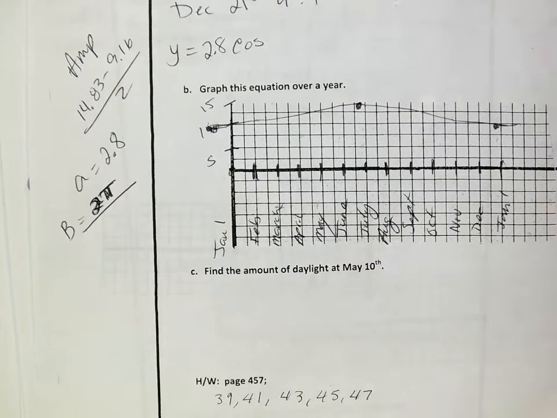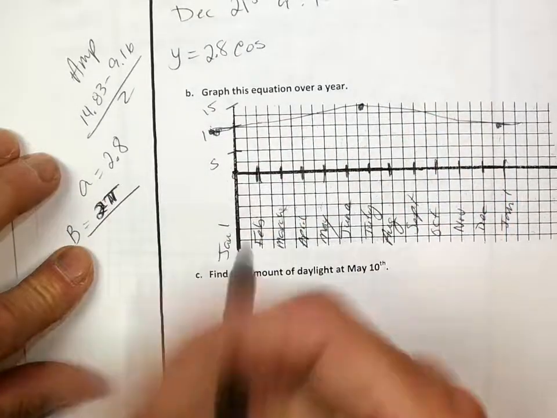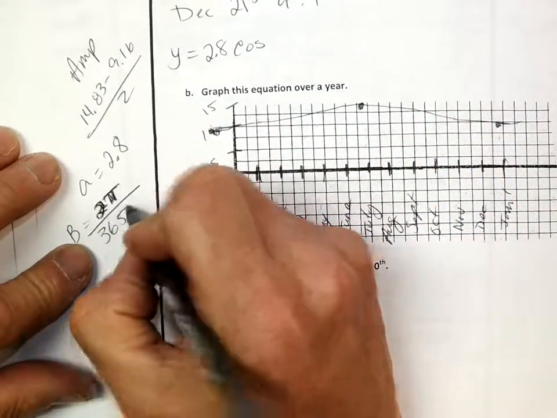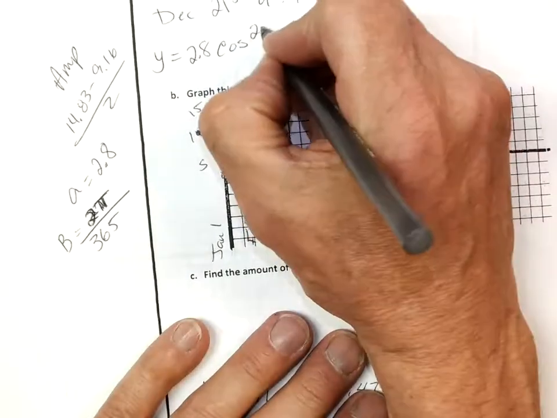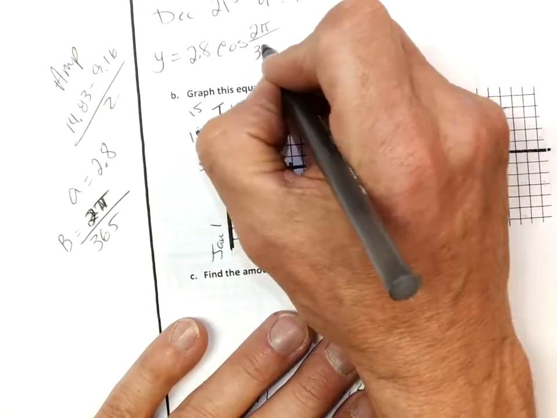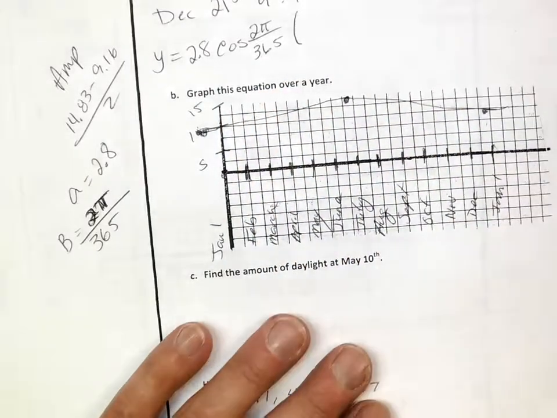360. What? Say it again. 365. Why is it 365? Because that's a year, right? Nice job. Trust me, a lot of you are sitting there going, I don't know what the curve width is, but it's 365. It's got to be 365. So B is 2 pi divided by 365. So I'm going to go 2 pi over 365, parentheses, T.